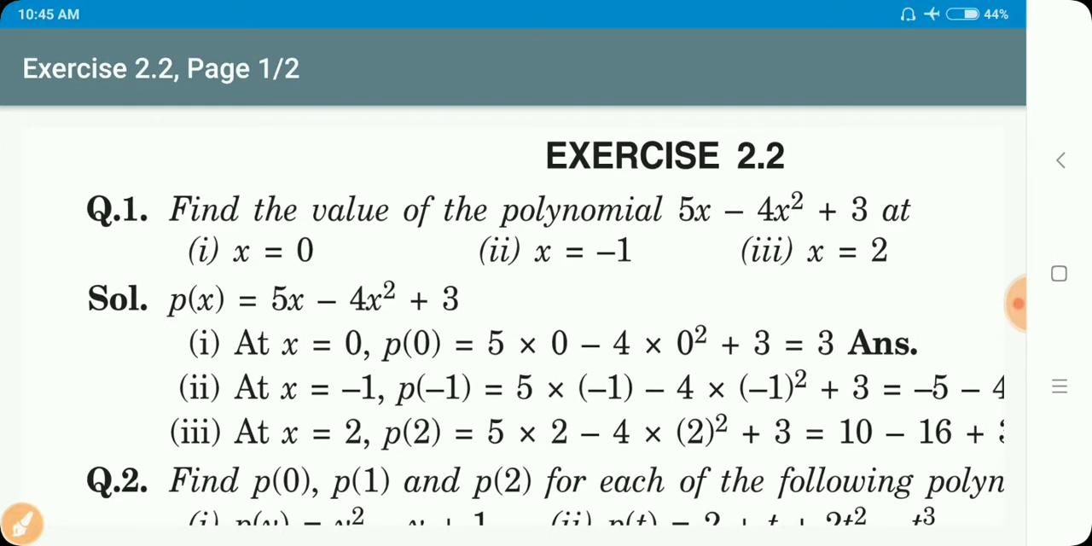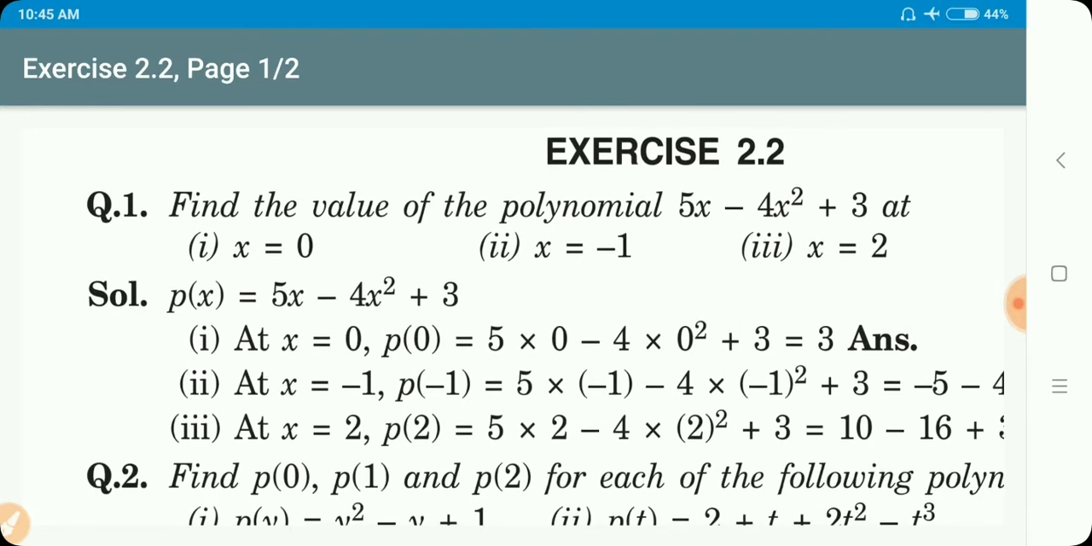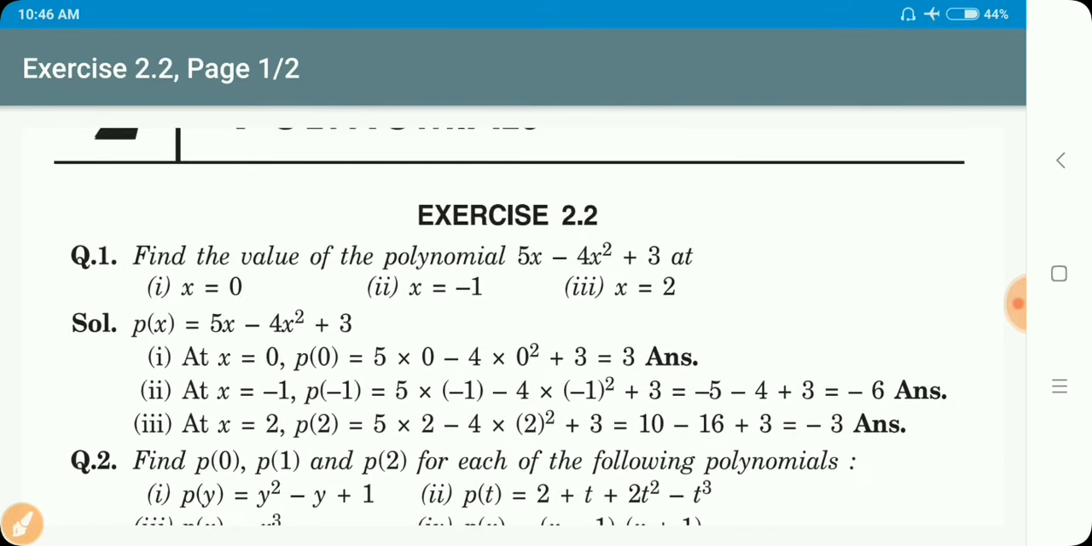So when we are putting the value x is equal to 0, we are getting the polynomial value 3. When we are putting x is equal to minus 1, value is minus 6, and when x is equal to 2, value is minus 3.